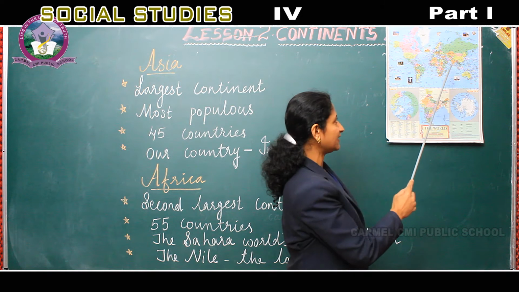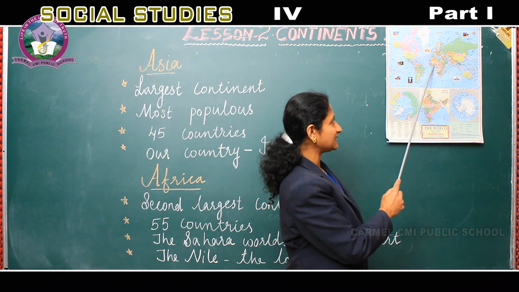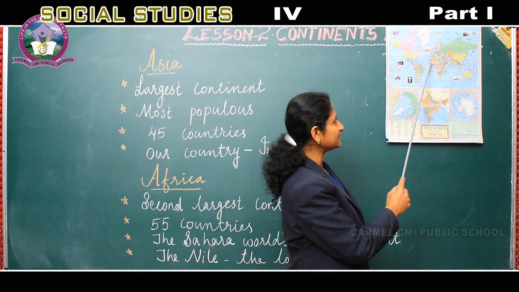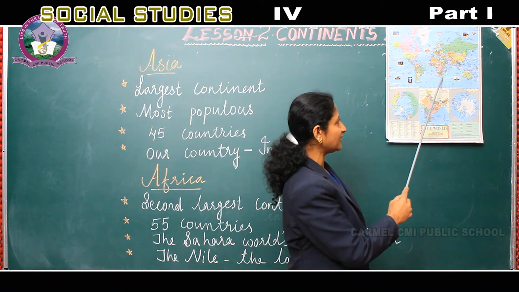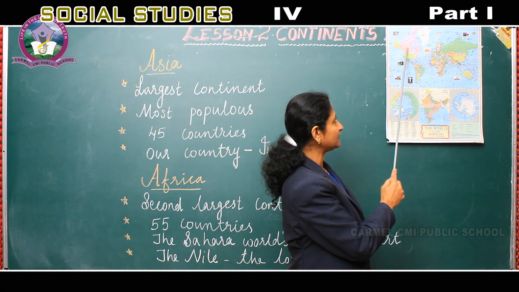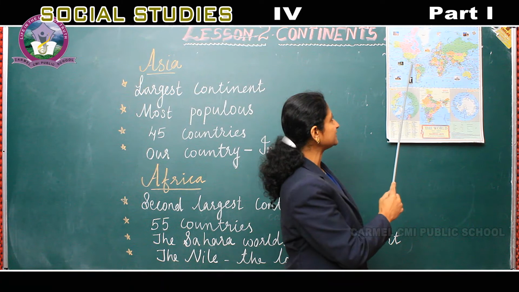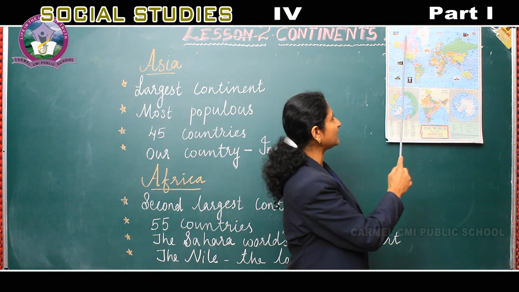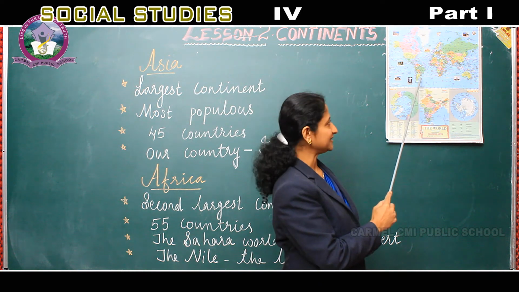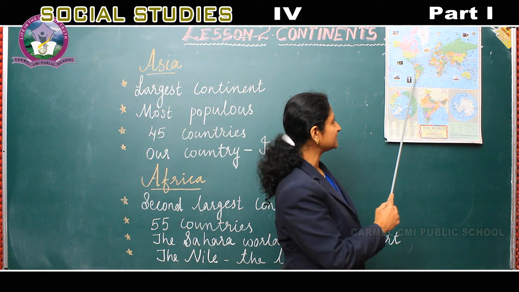The second continent is Africa and this is the boundary of Africa. Then the next one is North America. The boundary of North America is this. Then the next one is South America. This is South America. The boundary of South America is this.